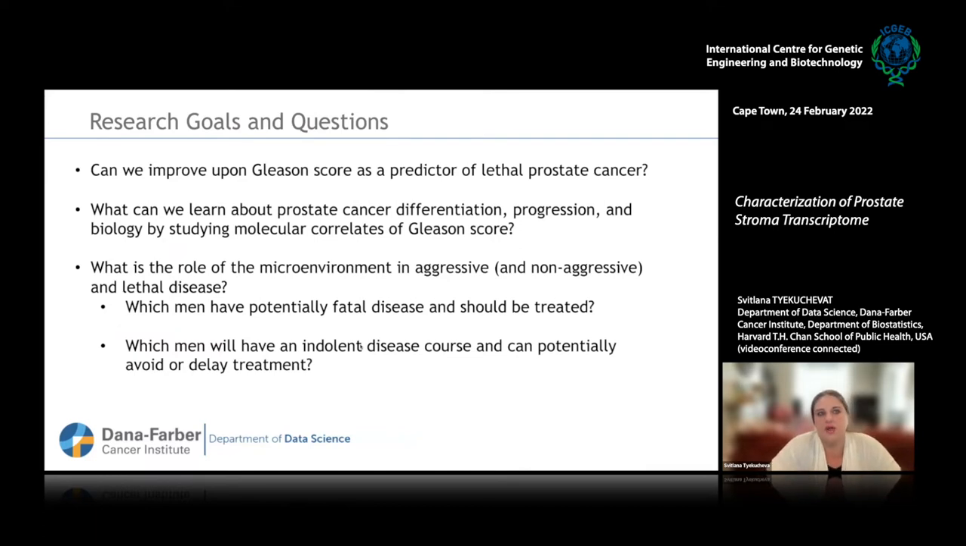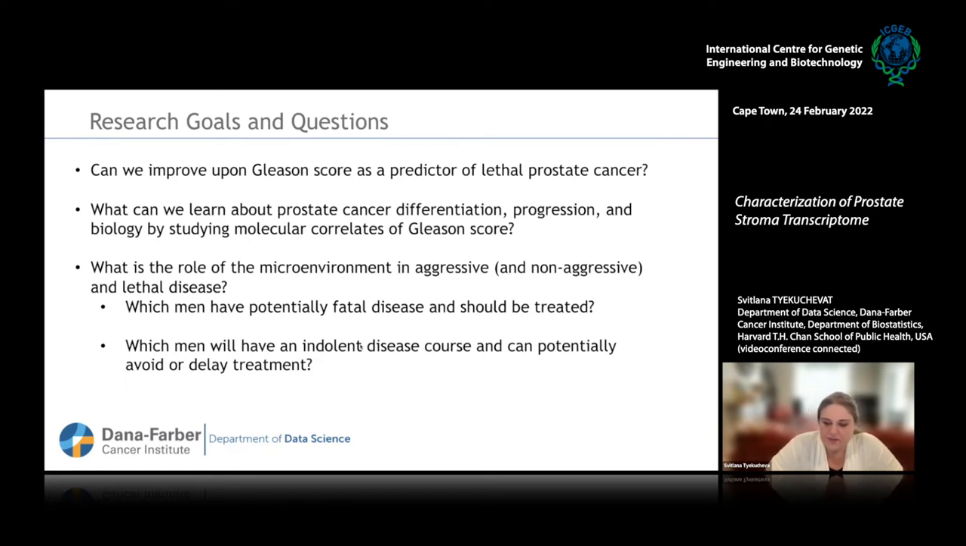One of the questions in our research goals was whether we can improve upon the Gleason score as a predictor of lethal prostate cancer. What can we learn about prostate cancer differentiation and progression biology by studying molecular correlates of the Gleason score, as well as what role the microenvironment is playing in aggressive and non-aggressive disease, particularly whether we can use information from the stroma and tumor microenvironment to better understand which men can potentially have fatal disease and should be treated, and which men will have an indolent disease course and can potentially avoid or delay treatment.